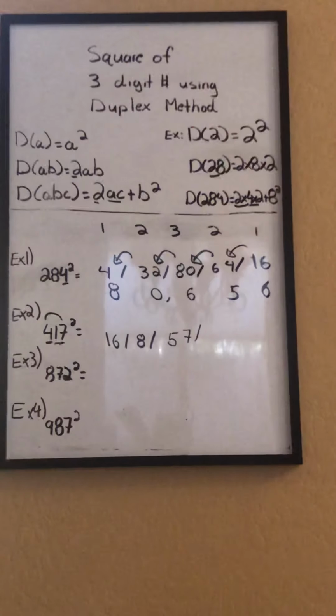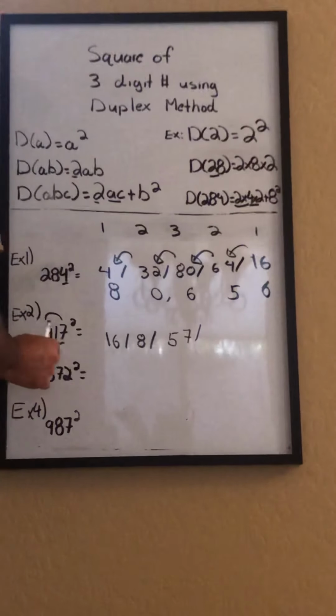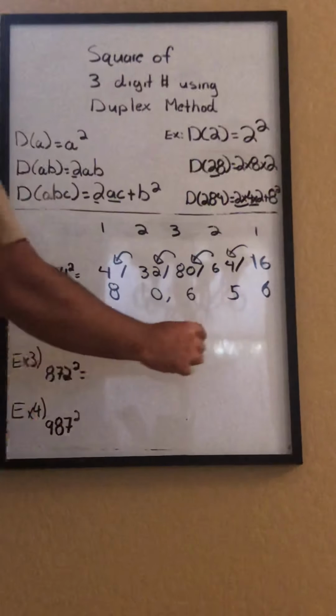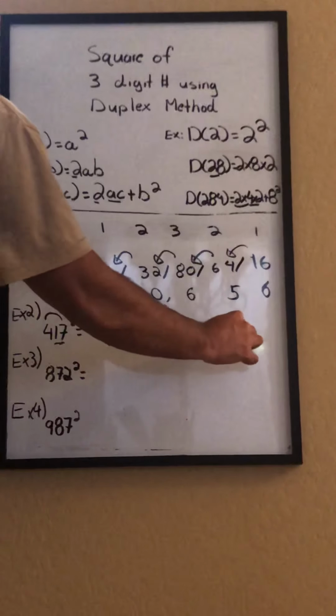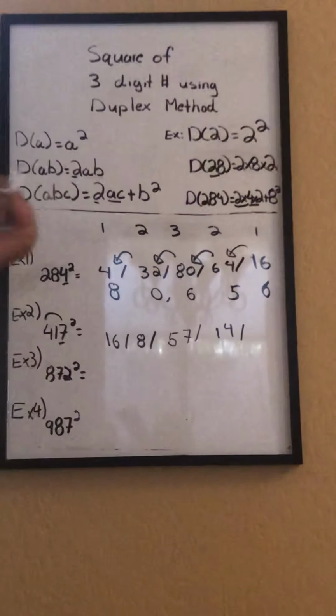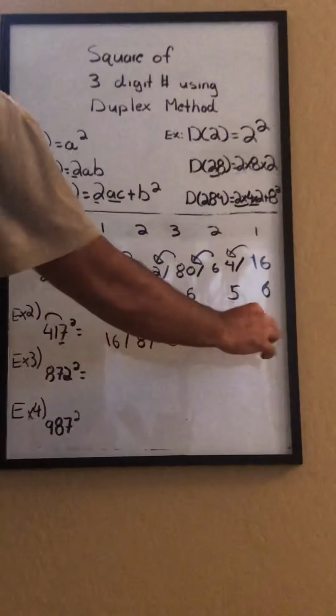Okay? And now I'm right here. The duplex of 17, a 2-digit number, 1 times 7 times 2 is 14. And last step, the duplex of the last number 7 is just its square. 7 times 7, 49.